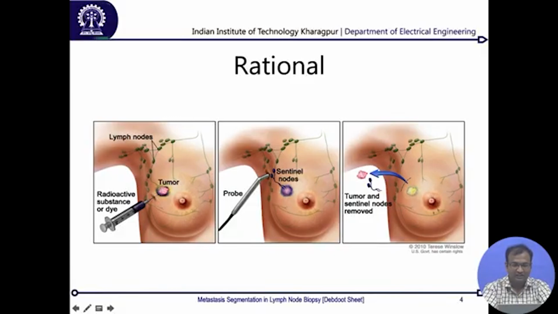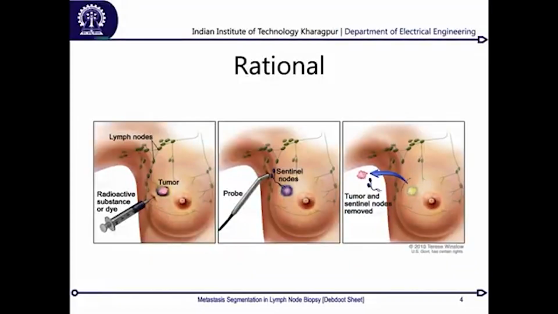Now for that, a mass of tissue from the lymph node is taken out, and this lymph node is a very small structure, about a centimeter or 2 centimeters in diameter. You have to analyze very carefully, since it's pretty densely packed, whether all the cells present are perfect or there are some traces of cells which are cancerous in nature.